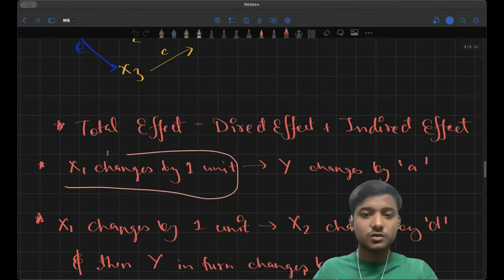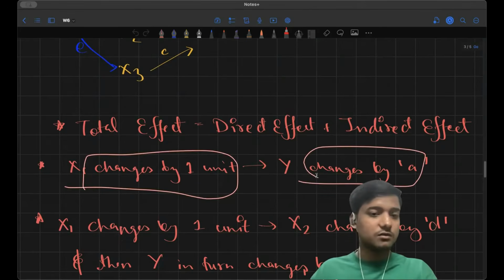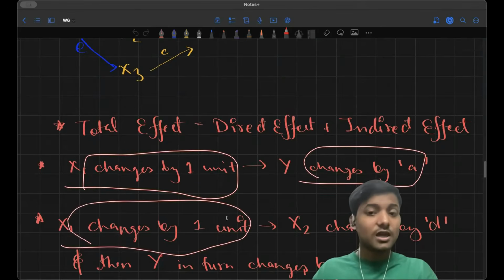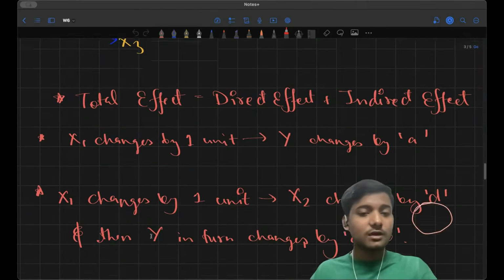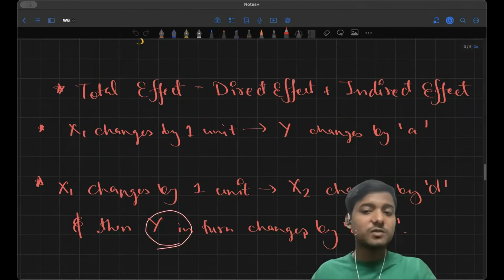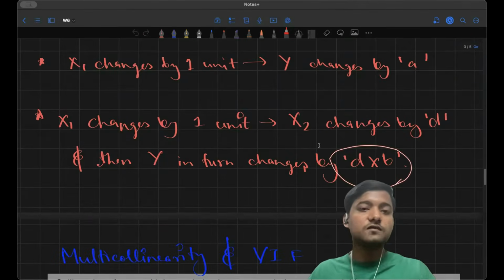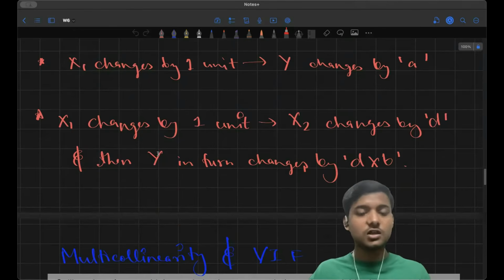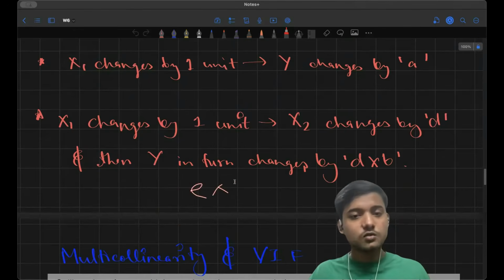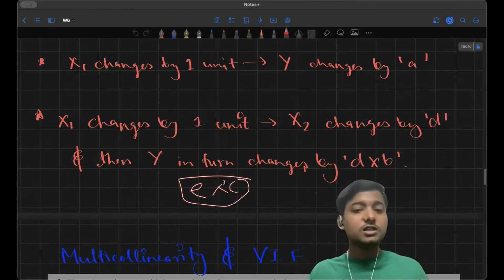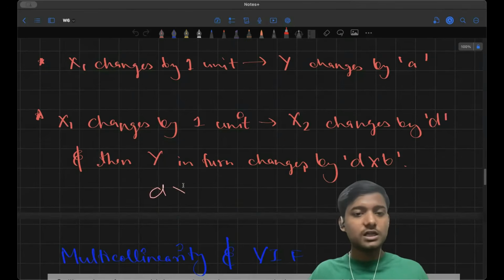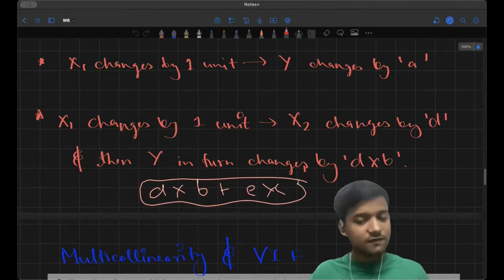If I change x1 by 1 unit, y gets changed by A units. But if I change x1 by 1 unit, x2 gets changed by D units, and then y in turn gets changed by D into B. So you can similarly write, if I change x1 by 1 unit, how much my x3 will change and how much y will change. Y will be changing by E into C. And therefore, the total indirect effect would be D into B plus E into C. So this is my total indirect effect.